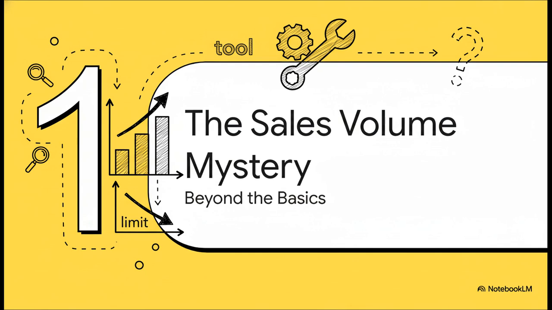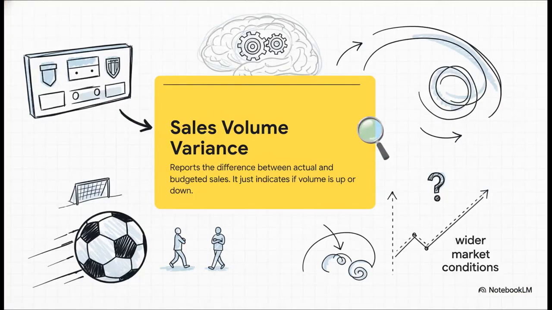We're going to start with the usual suspect, the tool everyone knows, the conventional sales volume variance. But as you're about to see, it really doesn't tell you nearly enough. So this traditional metric, it's a starting point. It tells you if your sales volume was higher or lower than you planned. It gives you a number, but that's it. It gives you zero context. It doesn't tell you why. It's like knowing the final score of a football game without having any idea how the game was actually played.